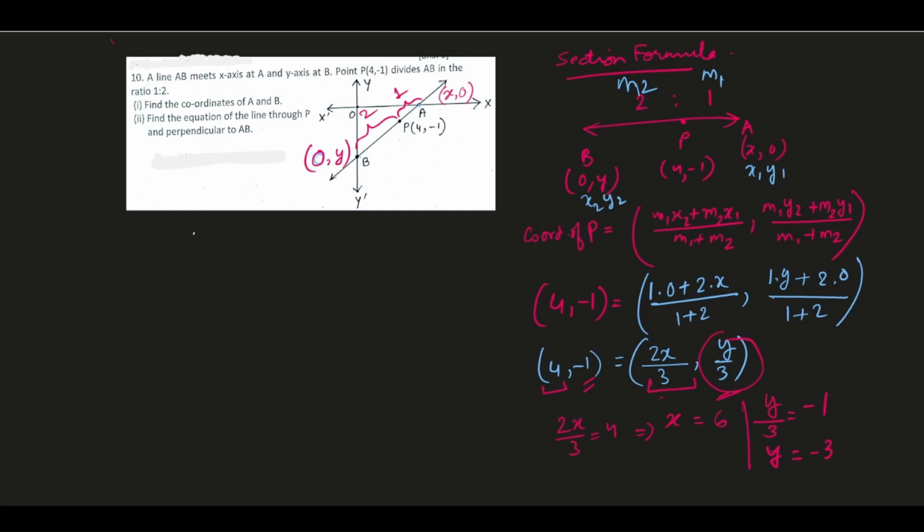We solved the first part here. Find the coordinates of A and B. So coordinates of A will be (x, 0), that is (6, 0), and coordinates of B will be, since it is (0, y), so we can write (0, -3). This is the answer of the first part.